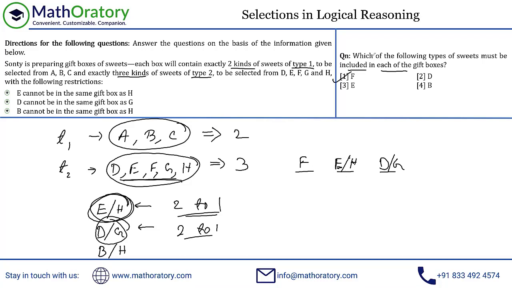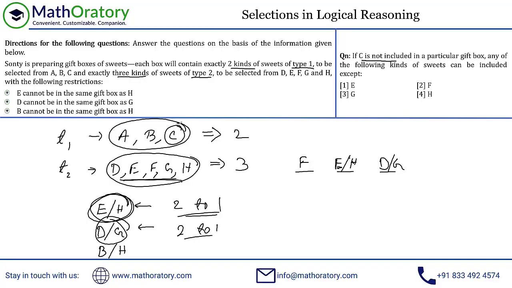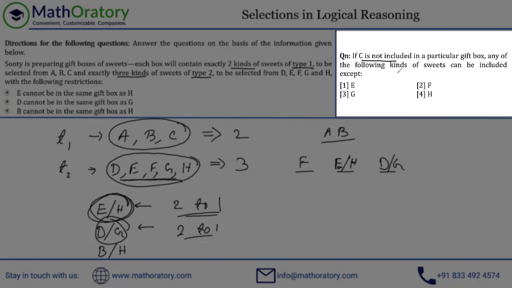So the answer for this should be option 1. Let's quickly move to the next question. In this question, it says if C is not included, then AB has to be included, right, from type 1 that is given to us. So AB is selected. Any of the following kinds of sweets can be included except.